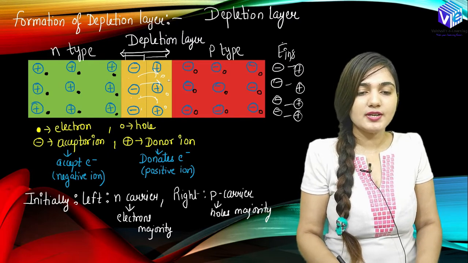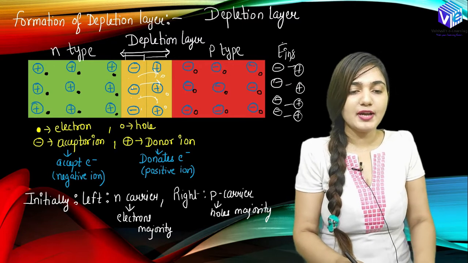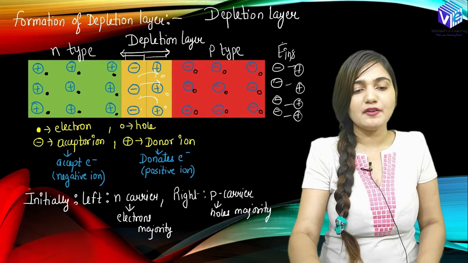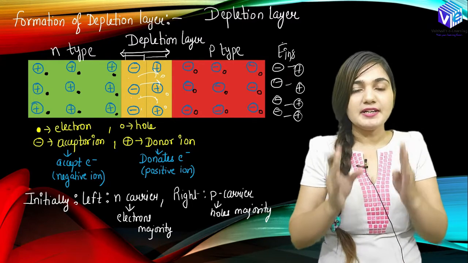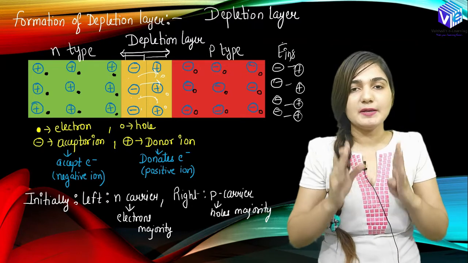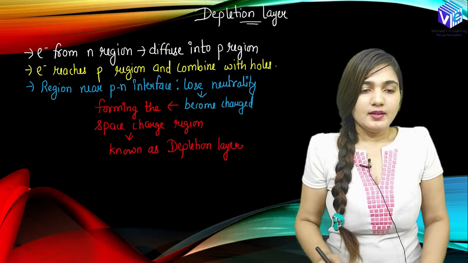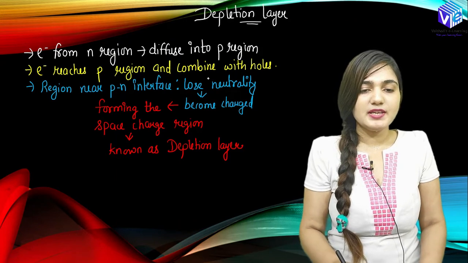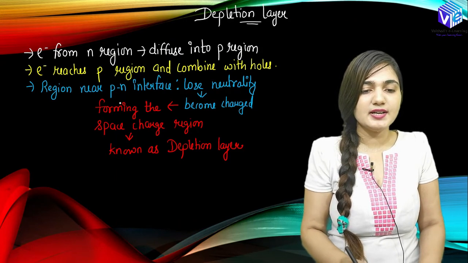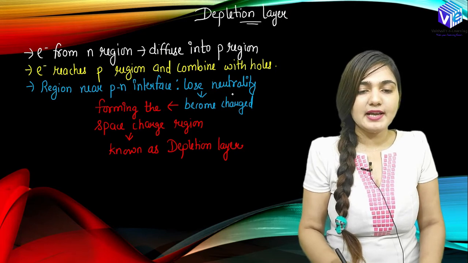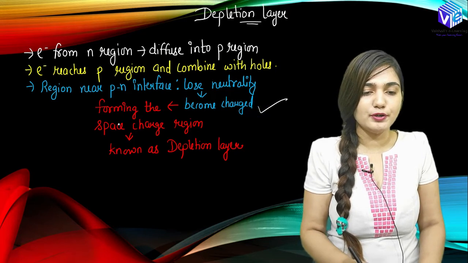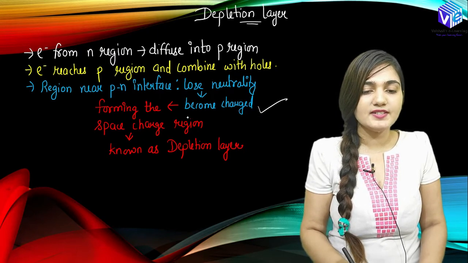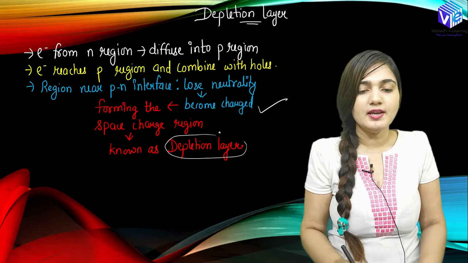After some time at the depletion region we are left with only the immobile ions, which generate the intrinsic electric field. The layer which contains only the immobile ions is the depletion layer. Electrons from the N region diffuse into the P region and combine with the holes, and the region near the PN interface loses neutrality and becomes charged, as I have already told you. This is how we form the charged region, which is known as the depletion layer.